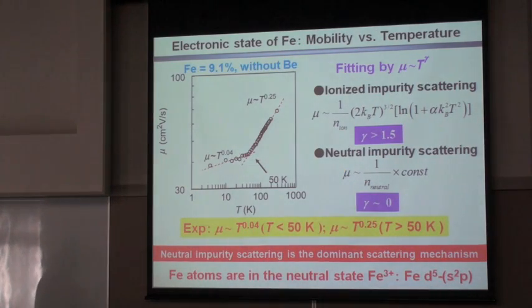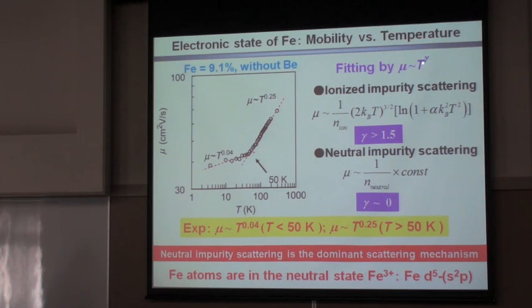So then we measured mobility as a function of temperature. So this is the result of one of the samples, the same sample with the previous TEM slides. Iron 9.1% without beryllium, but this is n-type. And if the mobility is dominated by ionized impurity scattering, the mobility is expressed this way.